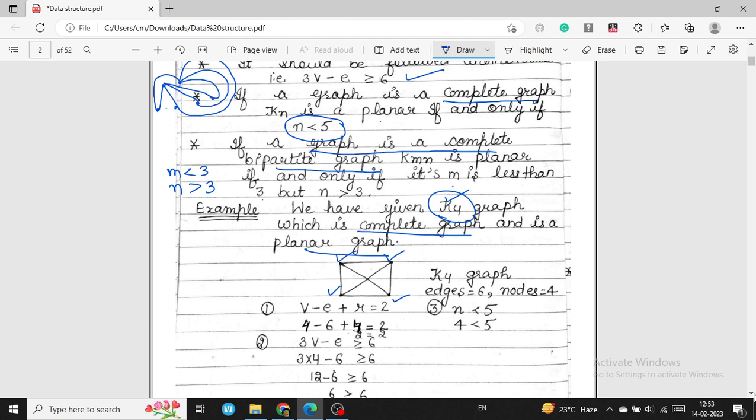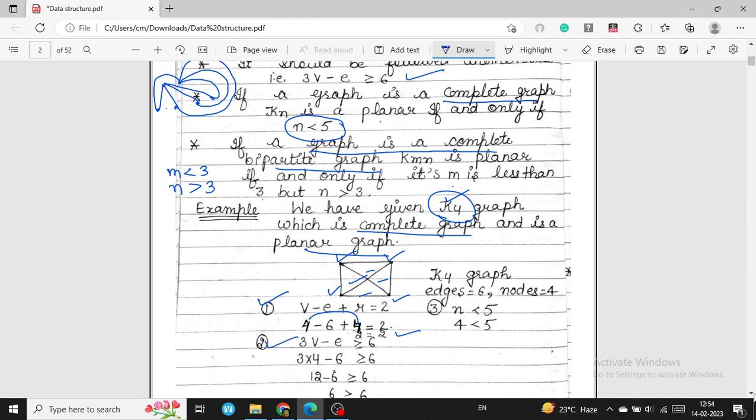And it is a planar graph. You can put in these rules and check whether all rules are satisfied or not. You can implement the first rule, V minus E plus R is equal to 2. You can see 4 is the total vertices, E is the total edges, 1, 2, 3, 4, 5, 6, and R is 4: 1, 2, 3, 4. When you solve it, 4 plus 4 is 8, 8 minus 6 is 2, so it is equal to 2. That's why we can say that it is a planar graph.